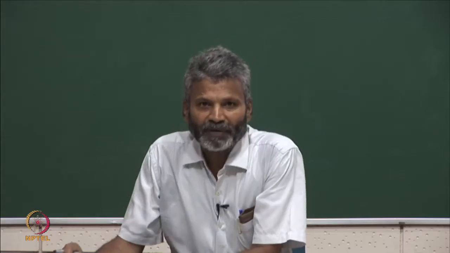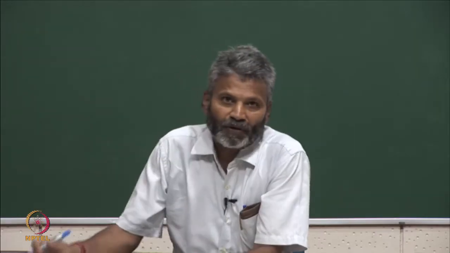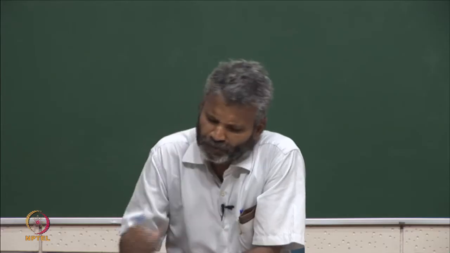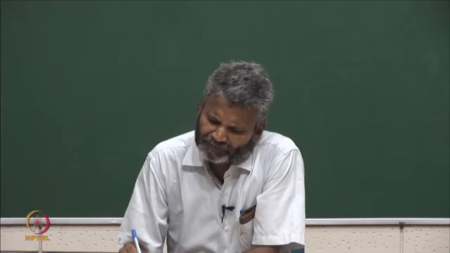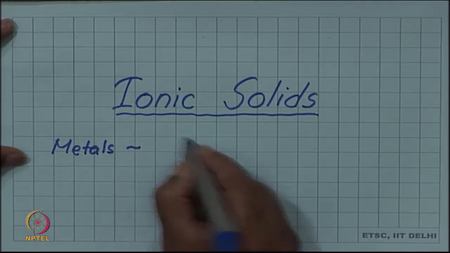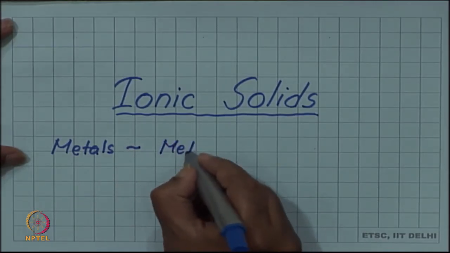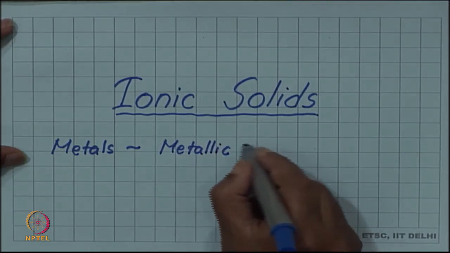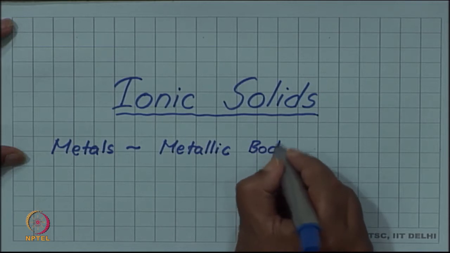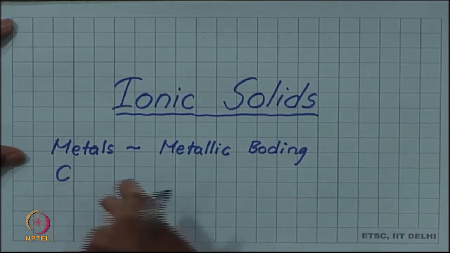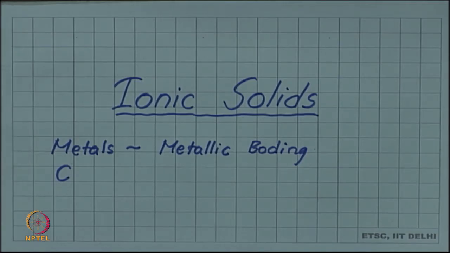So, today we will discuss the structure of ionic solids. We have already discussed the structure of metals. Metals have metallic bonding. If you look at it in terms of bonding, we have not talked about bonding in any detail, just for reference. Then we discussed the structure of carbon in the form of graphite, diamond, nanotube and fullerene.